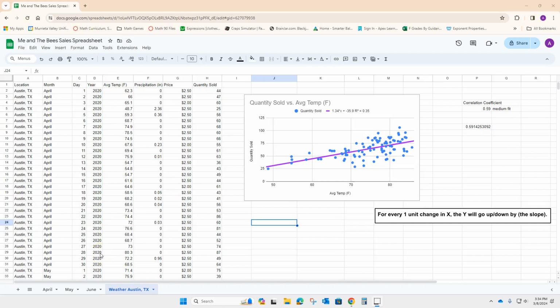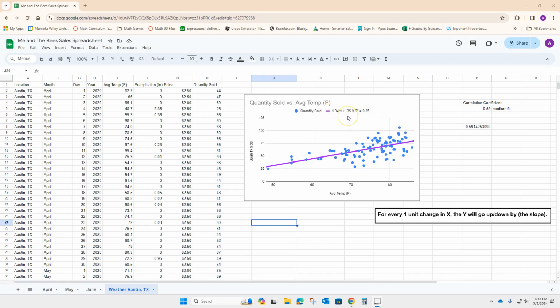Hey everyone, in this video I'm going to show you how to interpret the slope and the y-intercept for the line of best fit of a scatter plot. Okay, in the previous videos I showed you how to create the scatter plot. I showed you how to add the line of fit and get the equation for the line of fit and the r squared value to show on the graph.